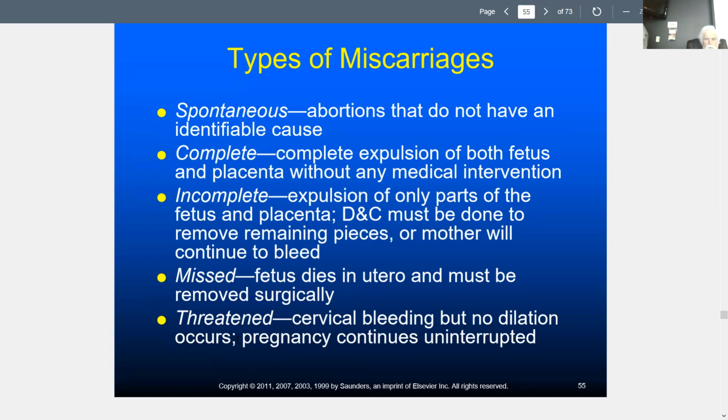There are several different kinds of miscarriages. They range from completely spontaneous, we don't know why it happens, to various problems as you had with the developing baby.